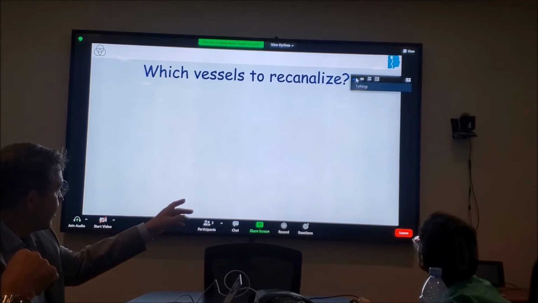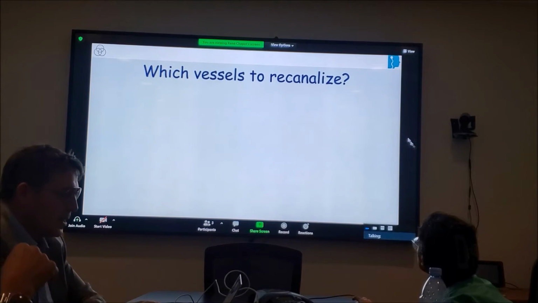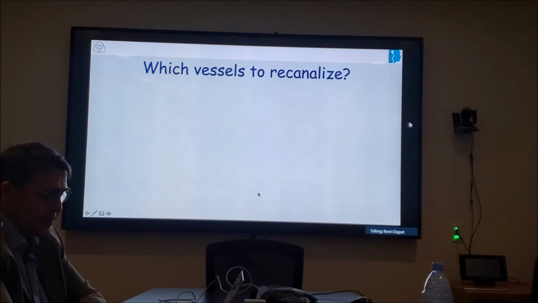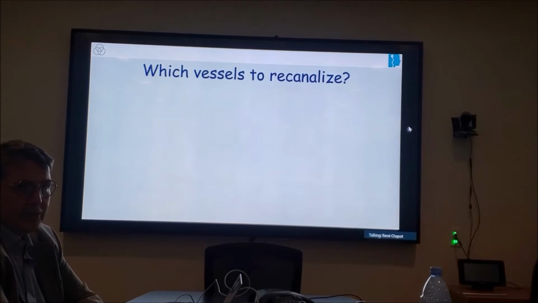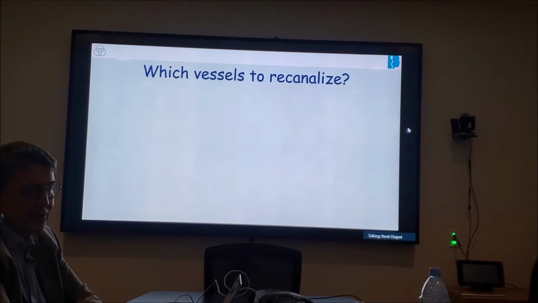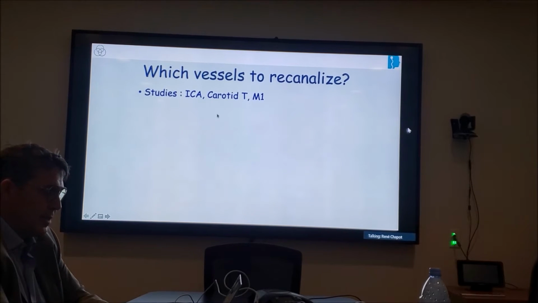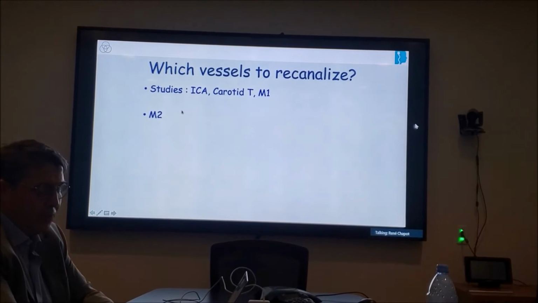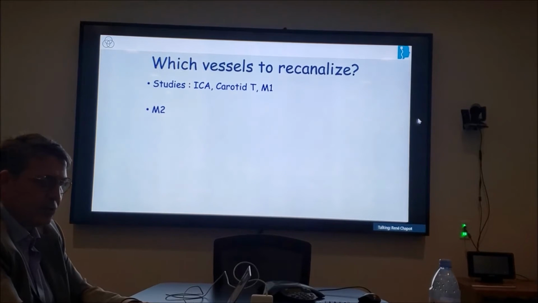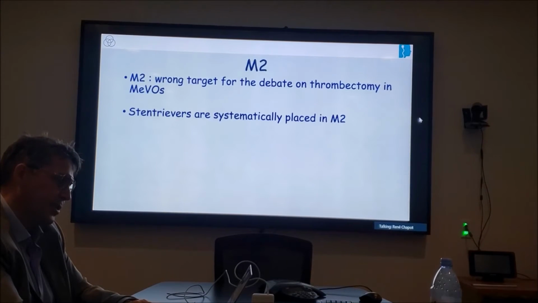That one. Okay. Good. So, which vessels to recanalize? Probably we don't have the answer for this. We have some answers, of course, from the studies that have been done for the low-hanging fruits, but it does not mean that the others do not need to be recanalized, or maybe they don't, but at least we need to evaluate this. So studies: ICA, T, M1s. What about M2s? M2s are a kind of gray zone because they were supposed not to be treated, but they were treated in different studies.